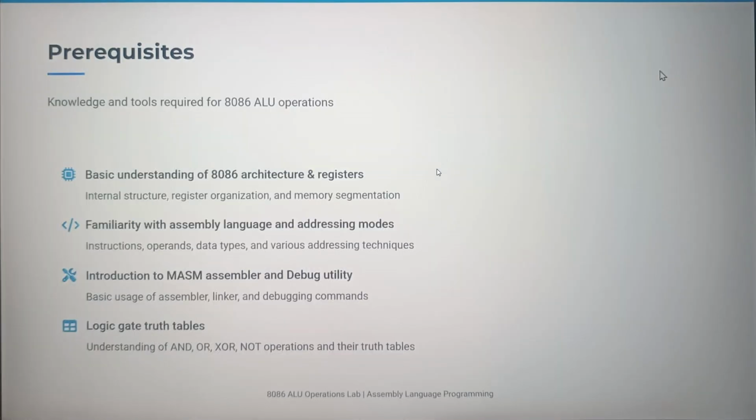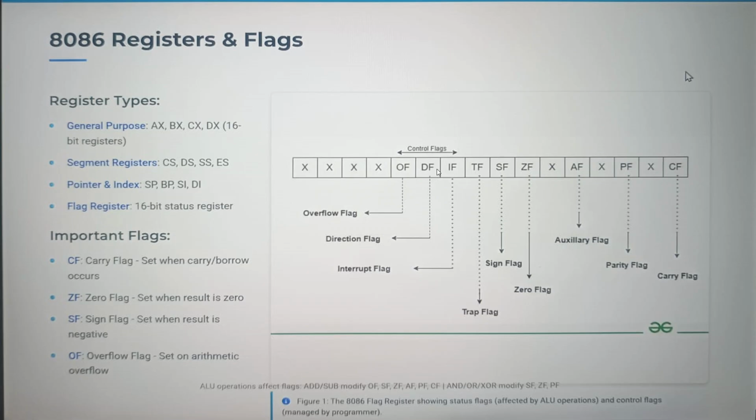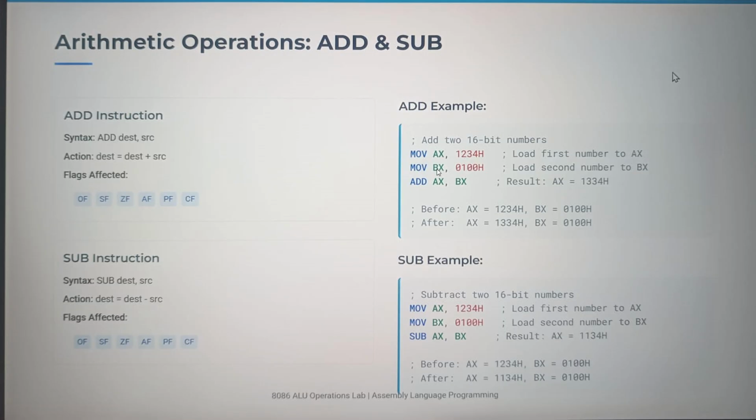Moving forward, about flags. In total we have 9 active flags, out of which 6 are status flags and 3 are control flags. Moving towards our main topic, first of all, arithmetic operations. All these arithmetic and logical operations are performed in the ALU. Starting with the addition operation.